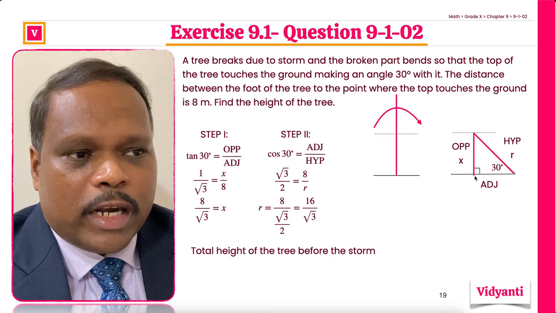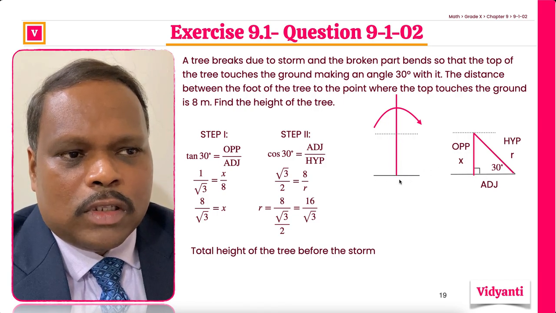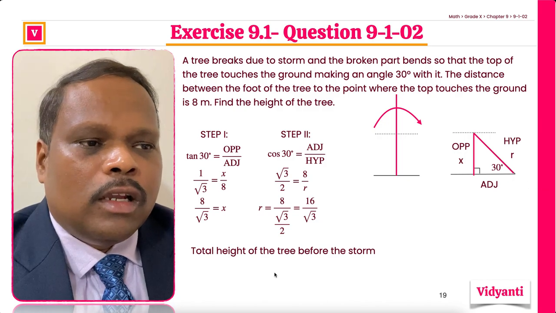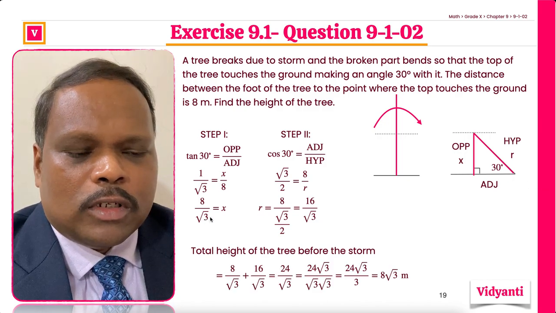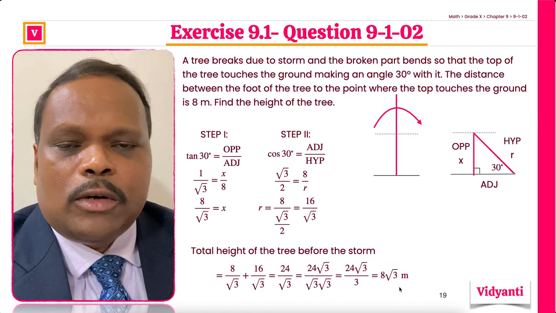Ultimately, you have to remember that the original tree is actually the total of this distance plus this distance. So you have to add them. Whatever distance you have got, x and r, you have to add them, rationalize them, and then you will get 8 root 3 as the final answer.